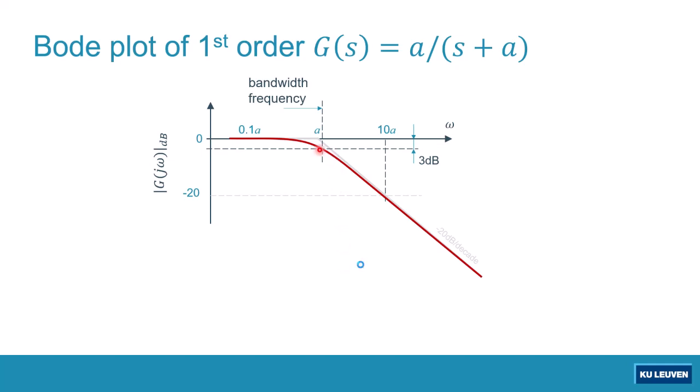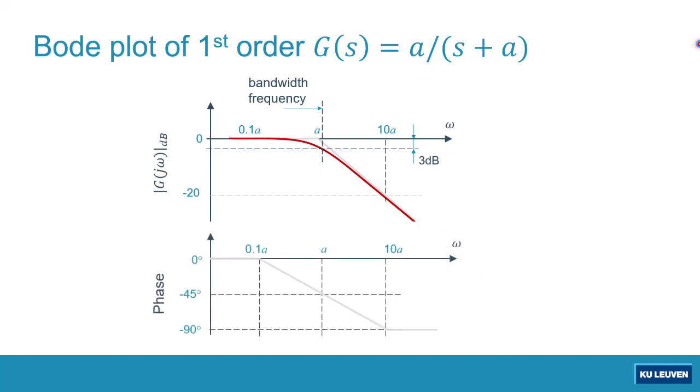So this frequency, the frequency at which the magnitude is about 3 dB below the magnitude at low frequency, is referred to as the bandwidth frequency. This bandwidth frequency obviously will be slightly larger than the corner frequency A. This is one term that I want to introduce to you from this slide.